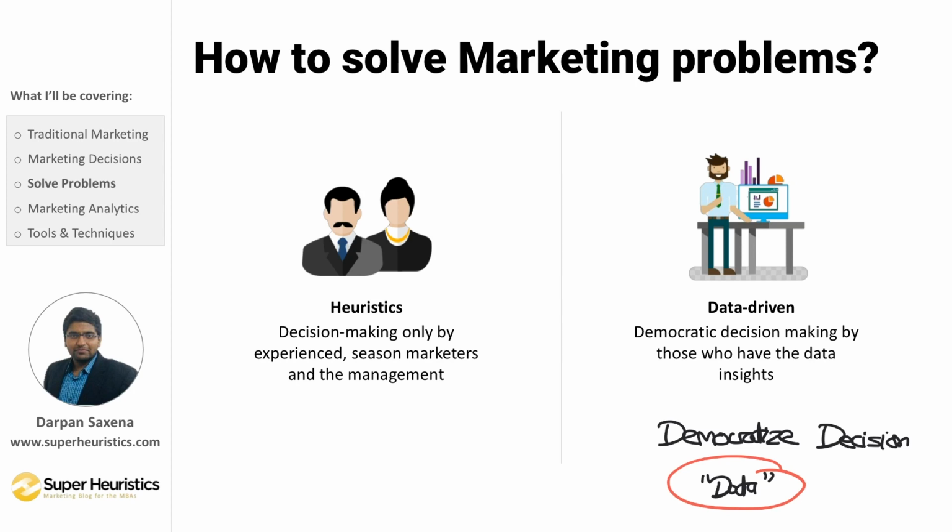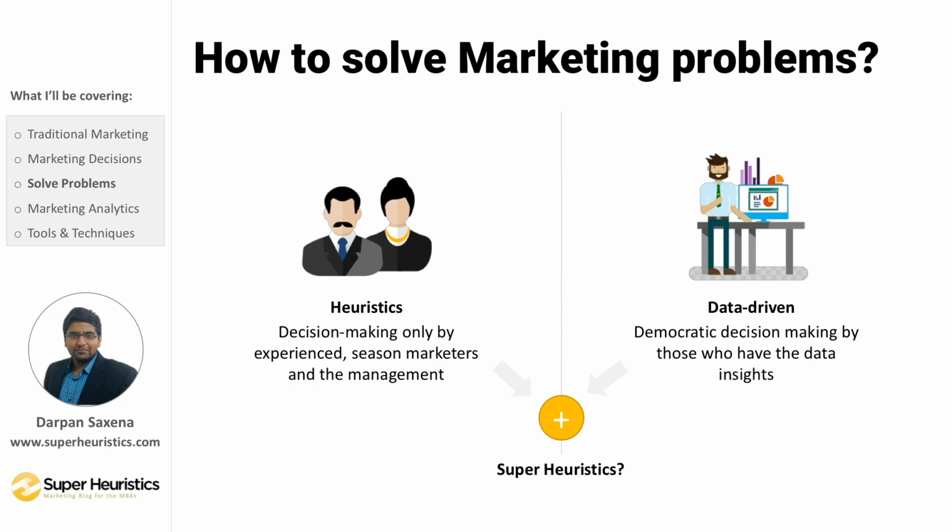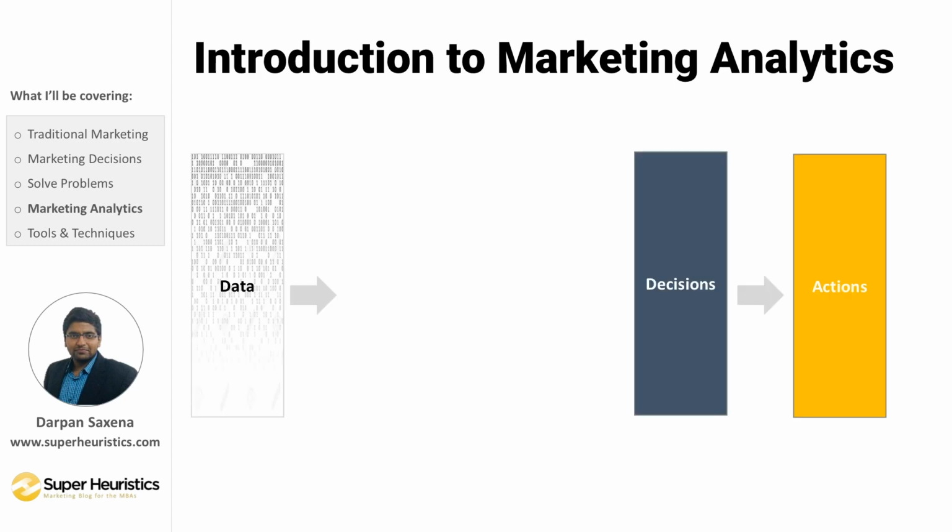However, what I would want to ask you is, should the entire thing happen only through data, or should there also be some heuristics involved in it? Well, if you ask me, I would say that yes, there has to be some amount of heuristics involved, and that is why I always say that it should be something called super heuristics, where you have your data as well as human context, and when these two meet, then you have something which is unbeatable.